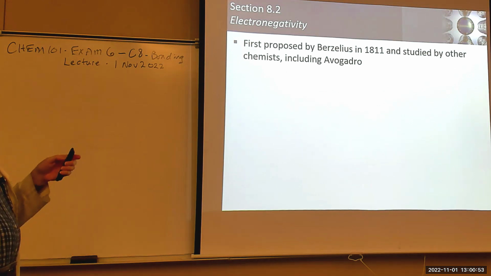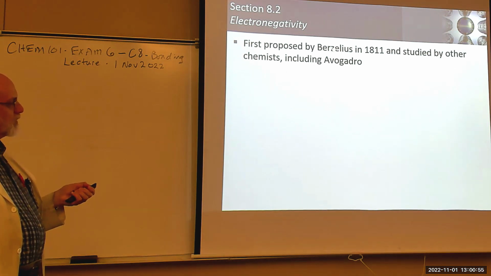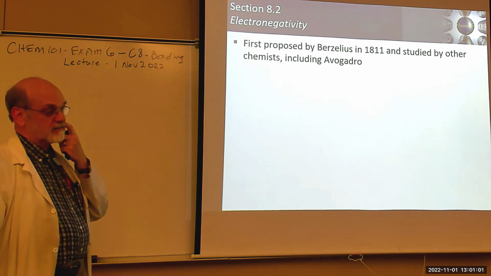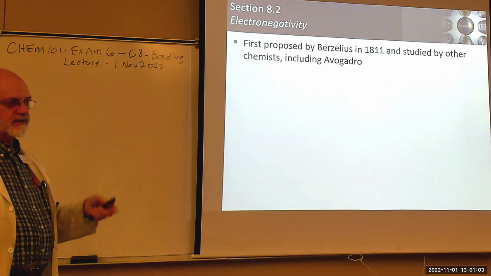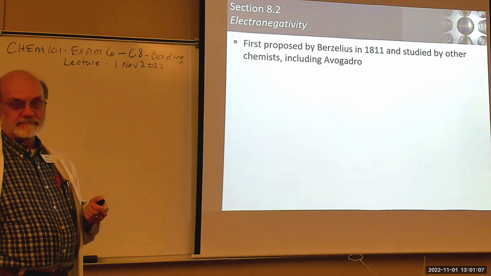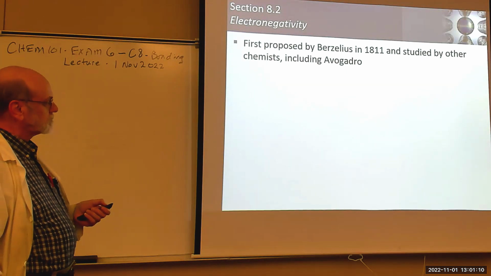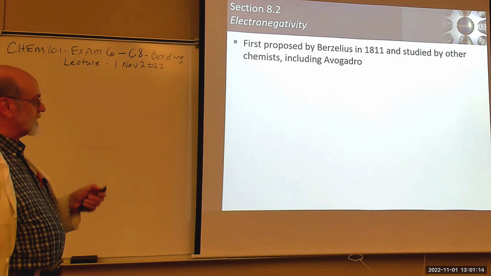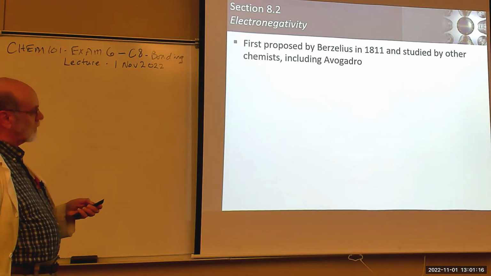This electronegativity was first proposed by Berzelius in 1811. Berzelius was a, I guess since he's famous, he had to be brilliant, Swedish chemist. And he wasn't the only one studying it. Oops, wrong button.